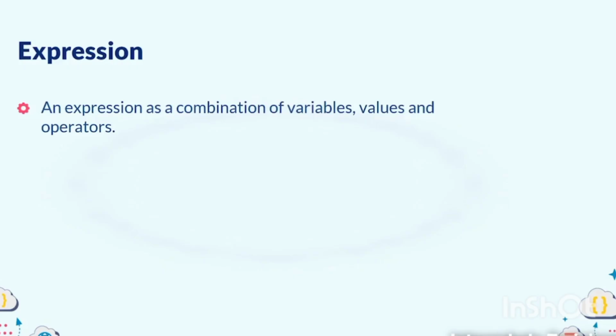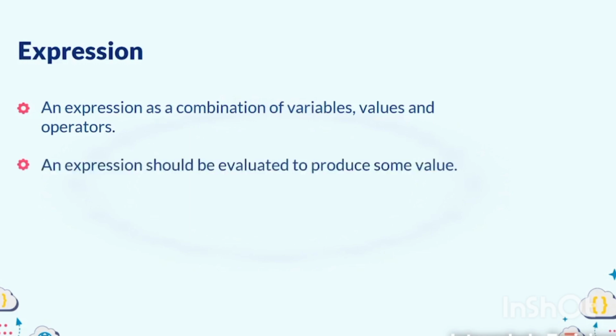So we can define an expression as a combination of variables, values and operators. One point to note over here is that an expression should be evaluated to produce some value. In our example, num1 is 10, num2 is 20. So it is producing the value 10 plus 20 is equal to 30.